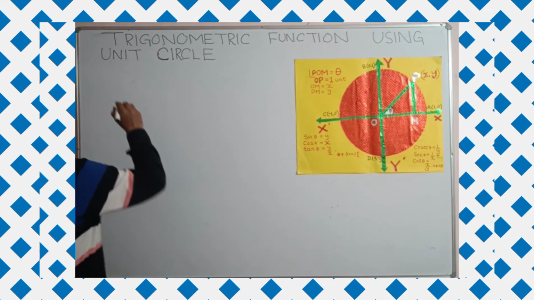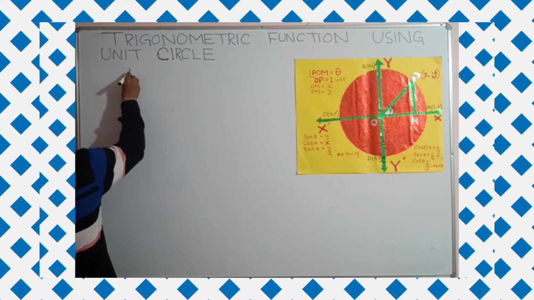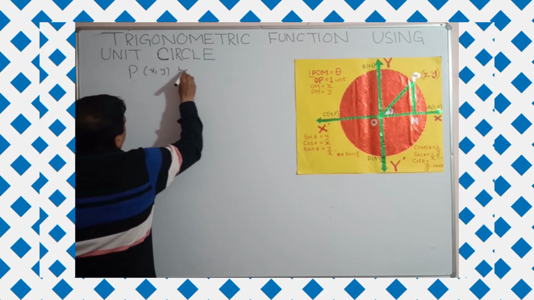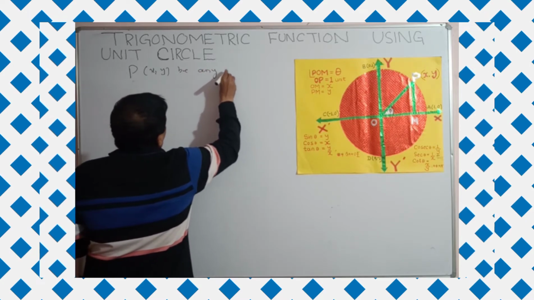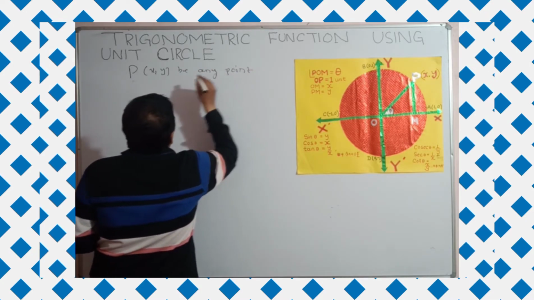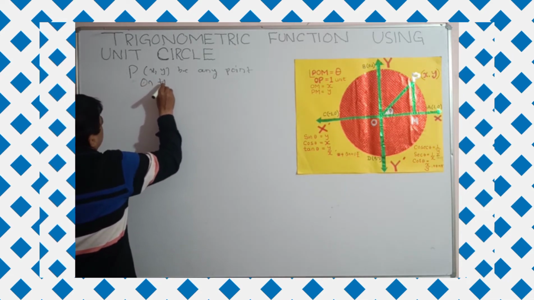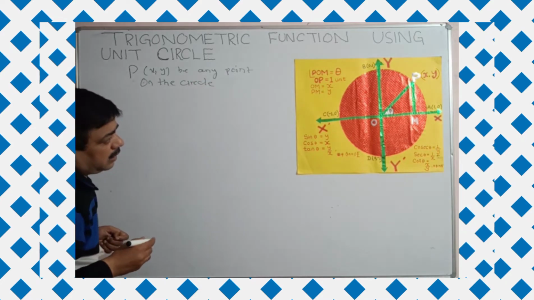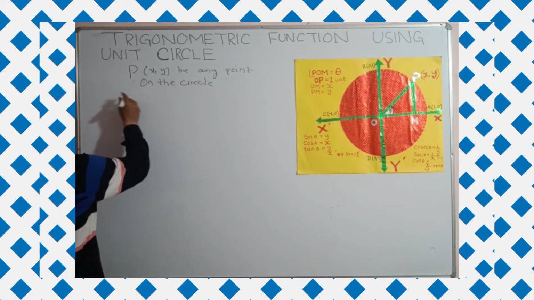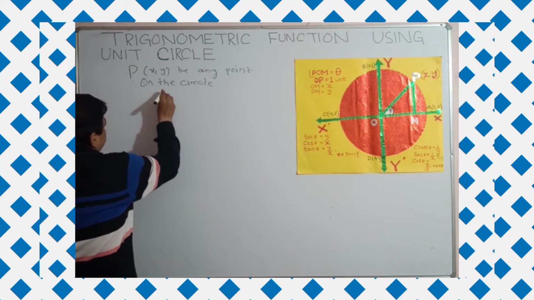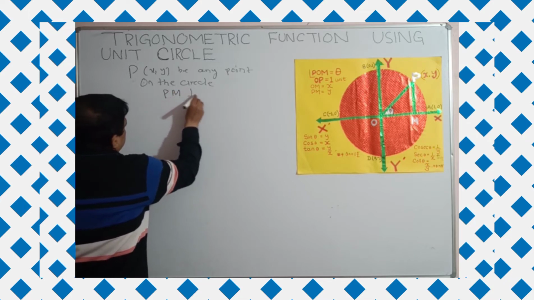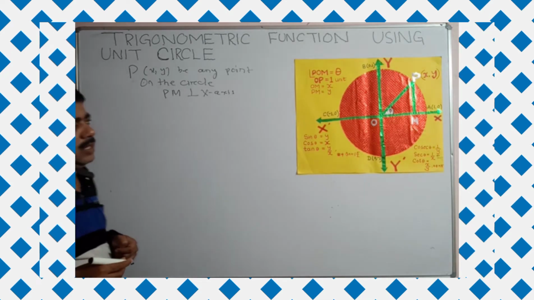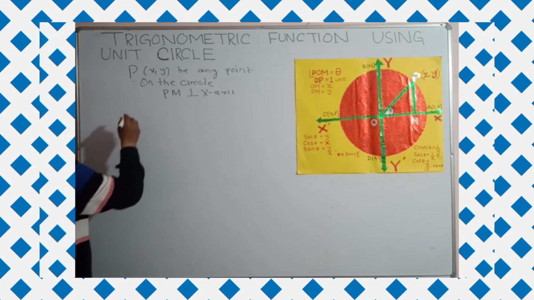Let's see. Now you see OPM is a right angle triangle. P(x, y) is any point on the circle. Is it clear? Now if OP is joined, OPM is a right angle triangle. Draw the perpendicular from the point P on the x-axis, which is PM. So OPM is a right angle triangle.